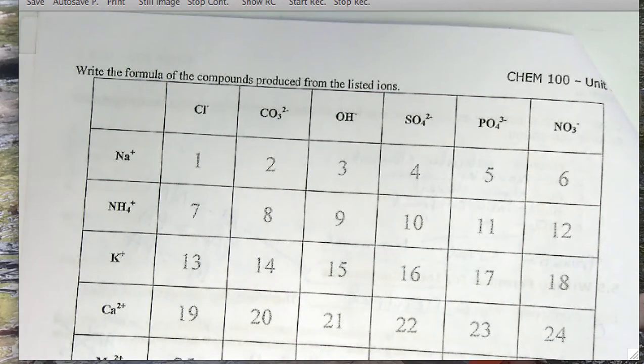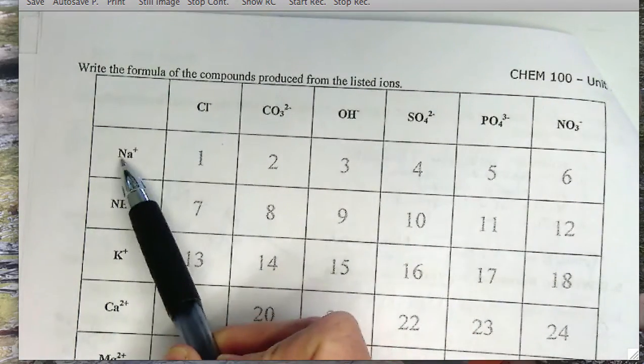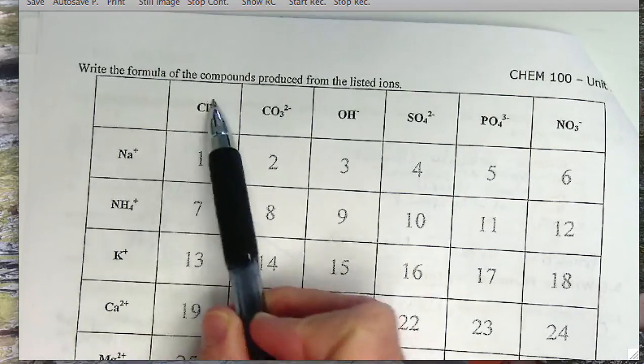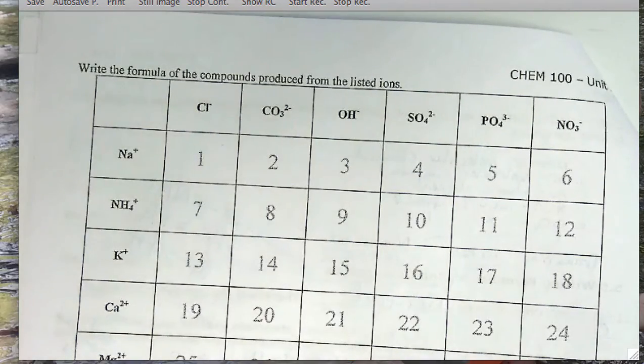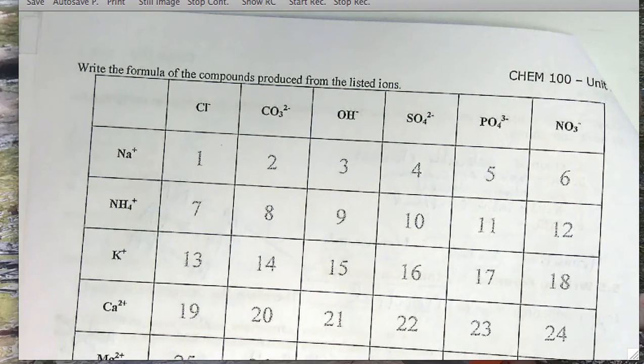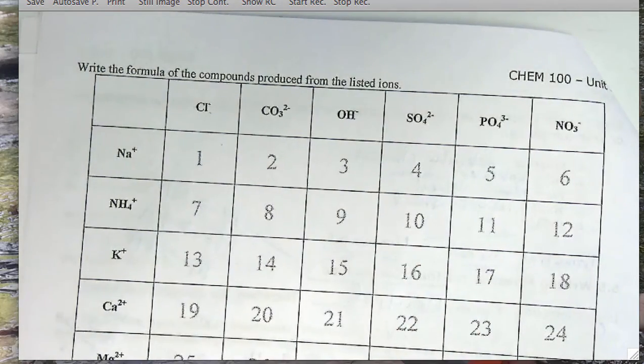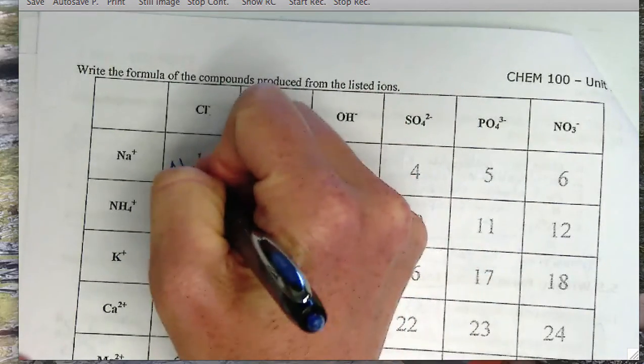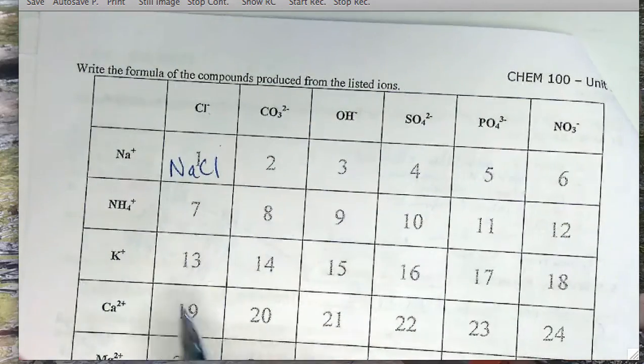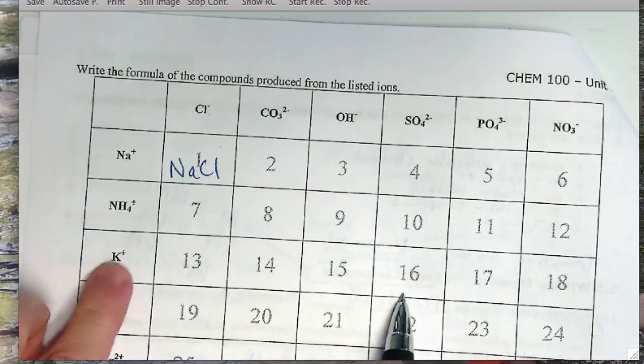So in space number 1, for instance, I'm going to have sodium and chloride combining. I want you to write their formula. This is primarily intended to help you get practice writing neutral ionic compounds. So using the cross and drop is what I want you to do. If it's a 1-to-1 ratio like number 1, what would your formula be? NaCl. Good.